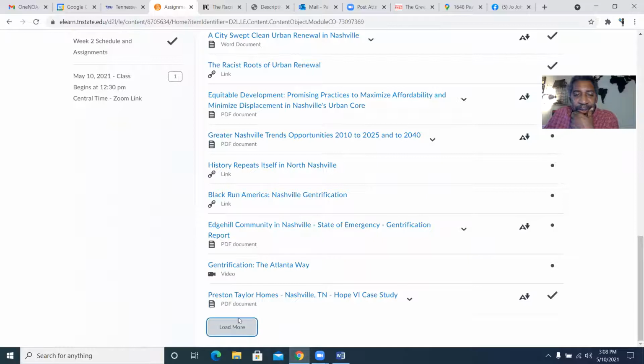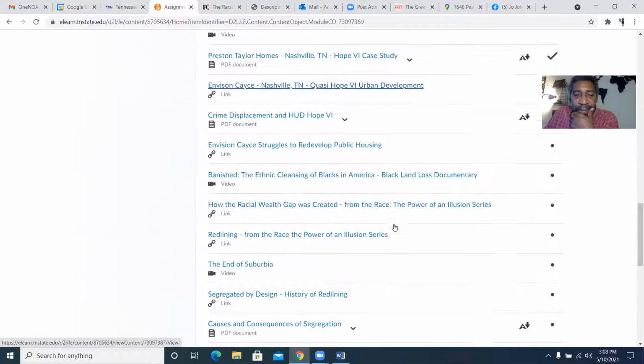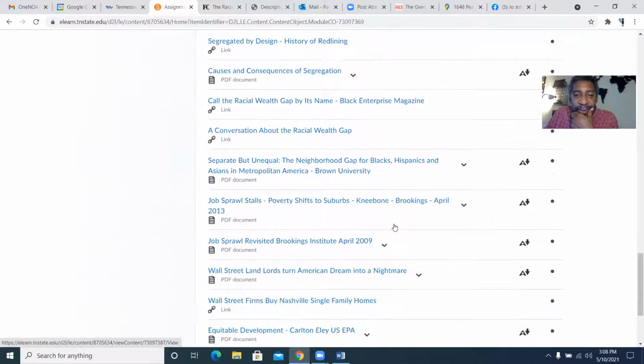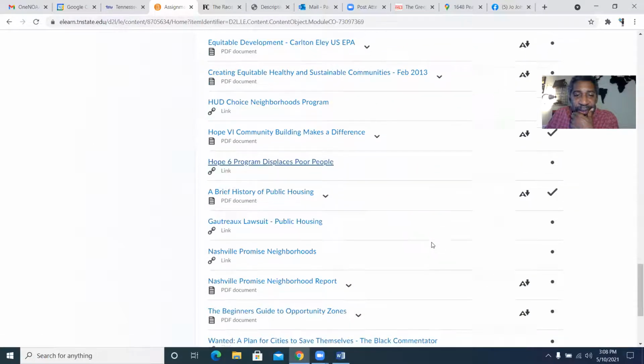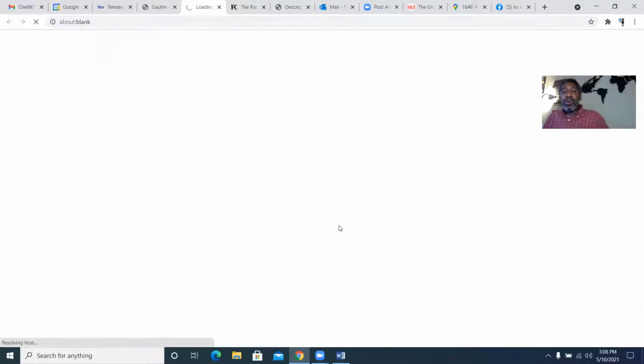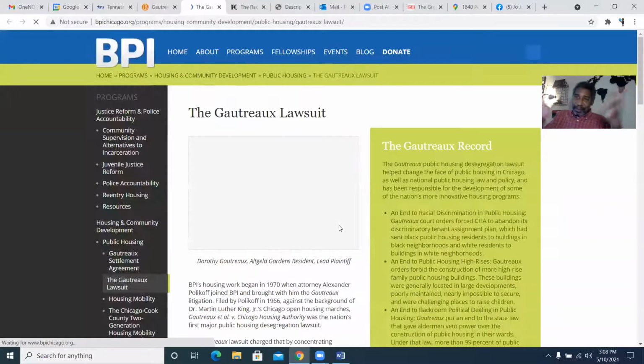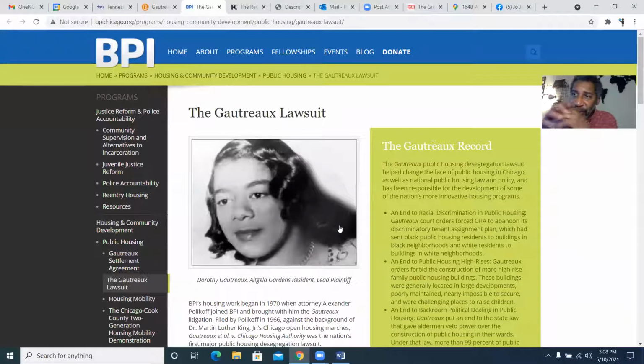Well, the response was something, let me see, where is this? Keep going. The response was the Gautreaux lawsuit. Man, I don't have time. Let me just break it down in simple terms. This lawsuit basically said that low-income housing got to be equally distributed everywhere.